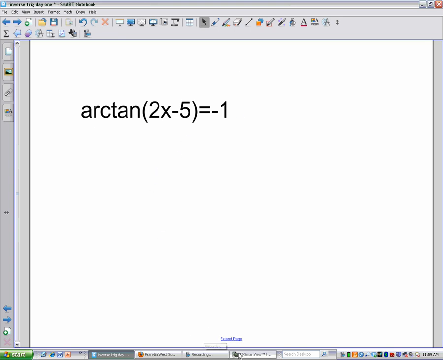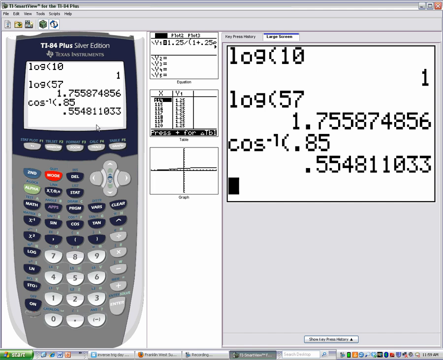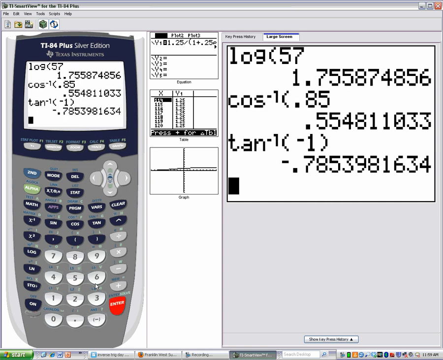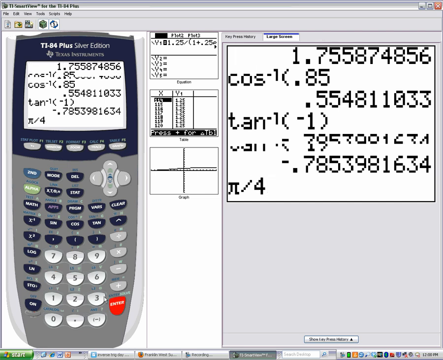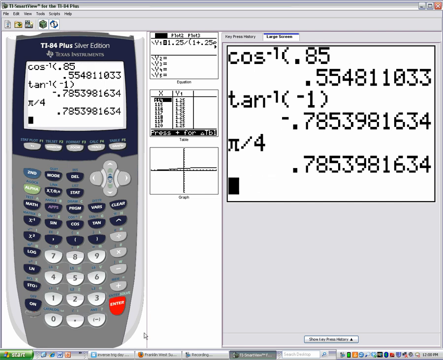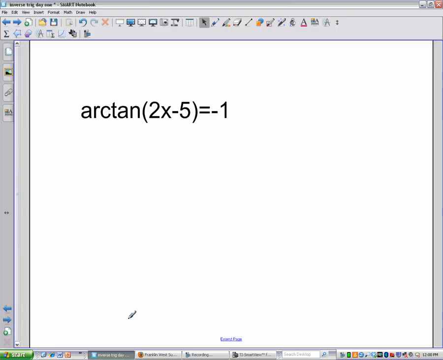I'm not sure right off the top of my head, so I think it's one of the pi/4s, but let's just do it. So second arctan of -1, and we get -0.7853, which I think is pi/4, but let's just check. Second pi divided by 4. Yeah, so it's -pi/4. So back to the story.